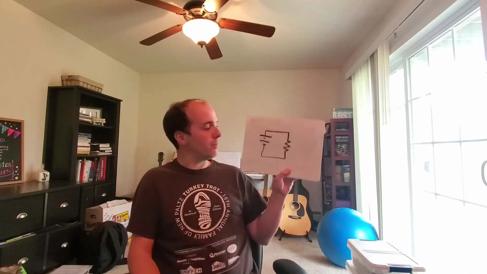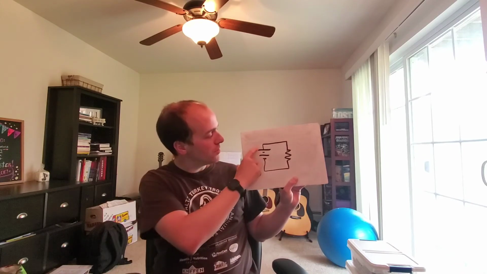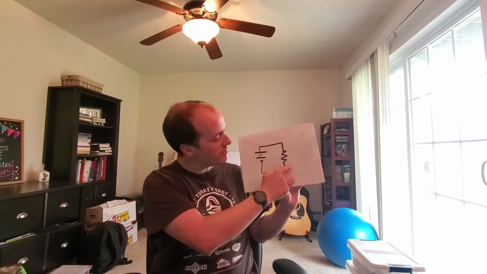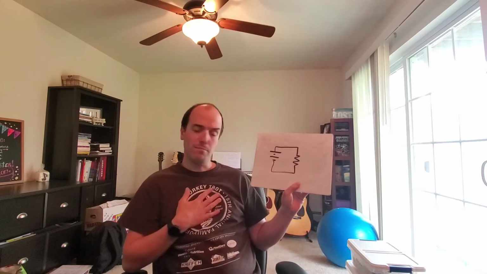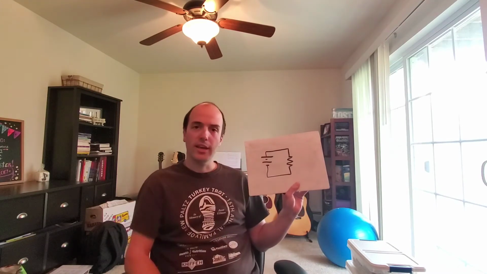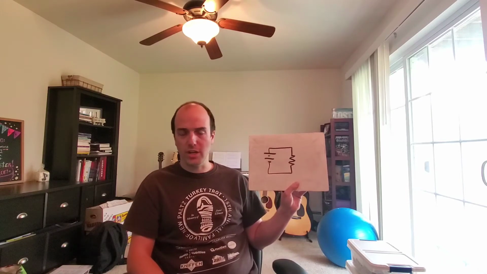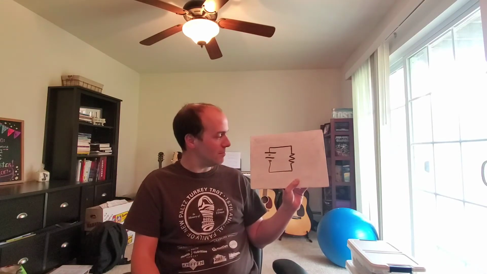Well, here is my example of a perfectly fine circuit. Here's our source, connected by a wire to a resistor, connected right back to the source. Okay, my habit is just to draw a battery. You can draw just a cell, it doesn't matter.